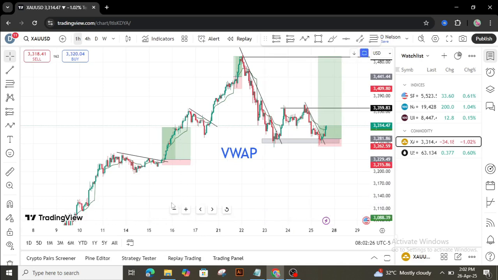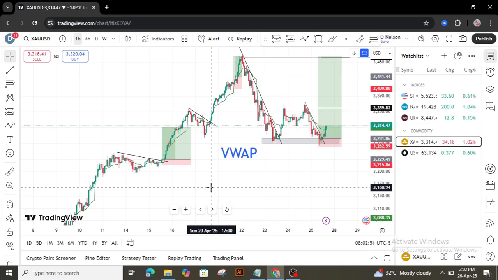If you are using VWAP, don't use it on a higher time frame. Although this is 1 hour, I use it on 1 hour. 1 hour is the highest time frame to best use VWAP. So 30 minutes, 15 minutes, 5 minutes, 1 hour, those are the best time frames to use VWAP. If you want to scalp, it's nice. If you want to day trade, it's nice. I use it for day trading in my own case, so you can use it on 15 minutes, 30 minutes, 1 hour. But anything above 1 hour is a no.